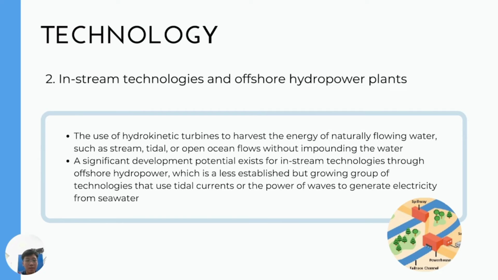Secondly, in-stream technologies and offshore hydropower plants refer to the use of hydrokinetic turbines to harvest the energy of naturally flowing water, such as stream, tidal, or open ocean flows, without impounding the water. This technology can be integrated into existing facilities like canals or falls to generate electricity. These facilities basically function like a run-of-water scheme, but a significant development potential also exists for in-stream technologies through offshore hydropower, which is a less established but growing group of technologies that use tidal currents or the power of waves to generate electricity from seawater.